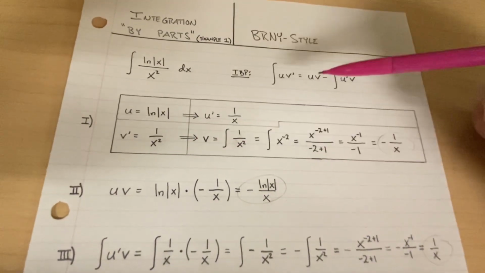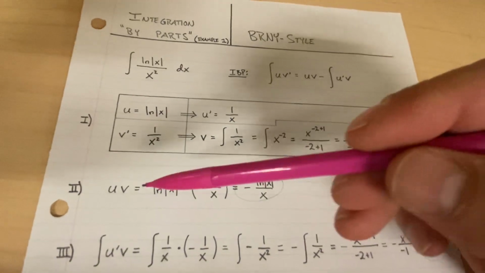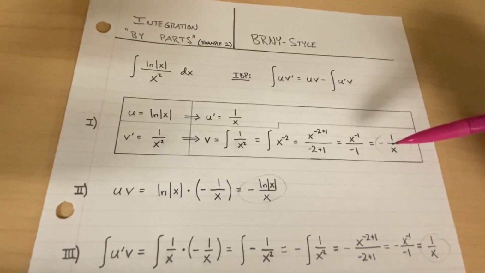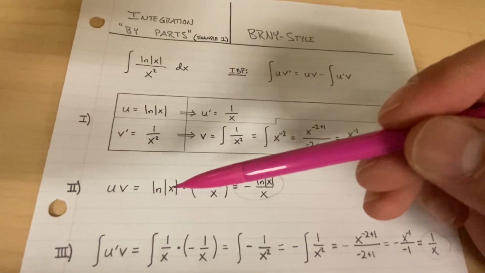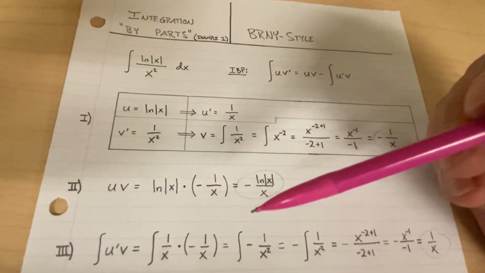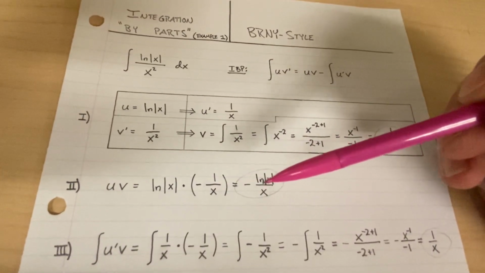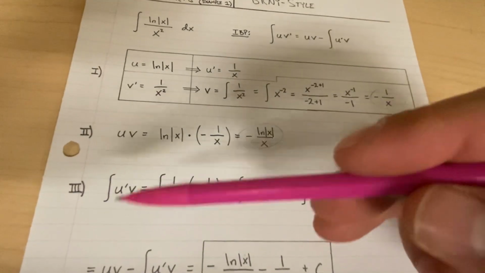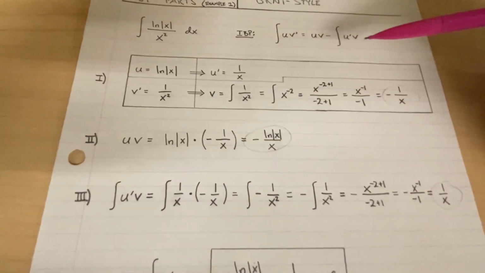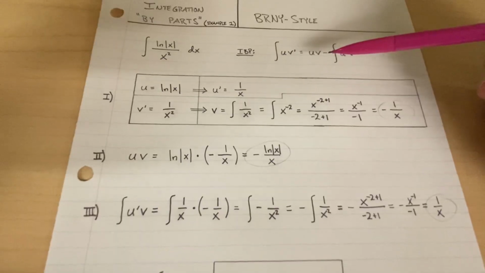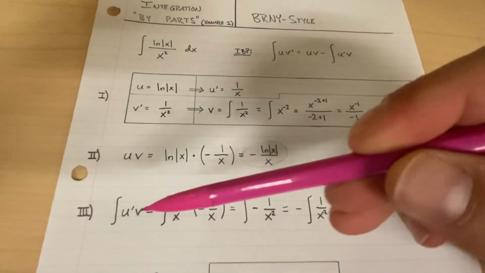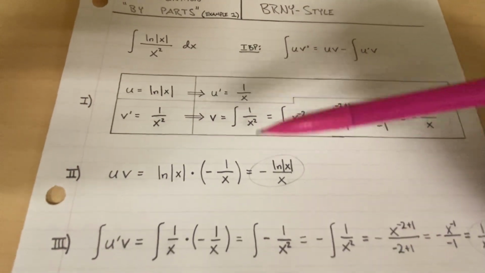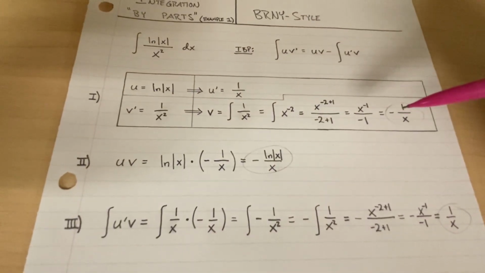Step 2 is going to be finding the uv component right here. So u is ln of x, and v is negative 1 over x. So u times v is equal to ln of x times negative 1 over x, which is equal to negative ln of x over x. That takes care of our uv. Now we'll move on to the indefinite integral of u prime v, which was this component up here. We're going to ignore this minus sign for a second and just take this integral down as positive. u prime, 1 over x, and v, negative 1 over x.